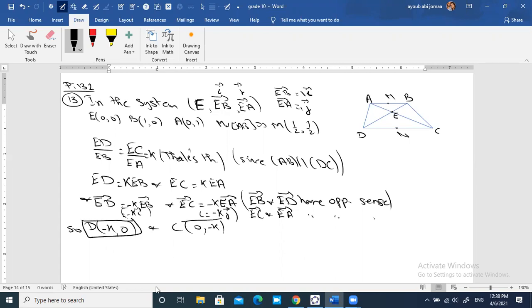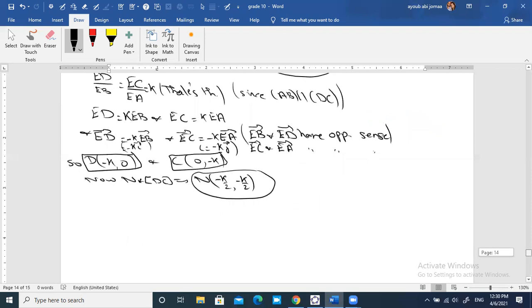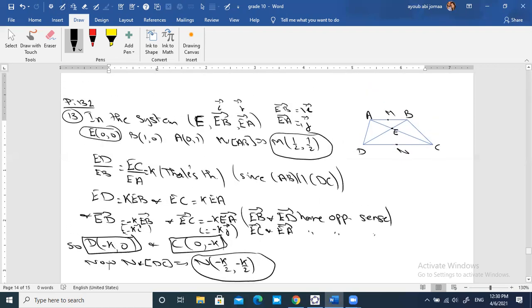Yes. Okay. Now point N is the midpoint of DC. This means that point N has coordinates (negative K over 2, negative K over 2). Now you have point N, point M, and point E. Check whether they are collinear or not. Apply the rule and determine if these points are collinear. That's it. I won't take more of your time, I think you have class at 12:30.